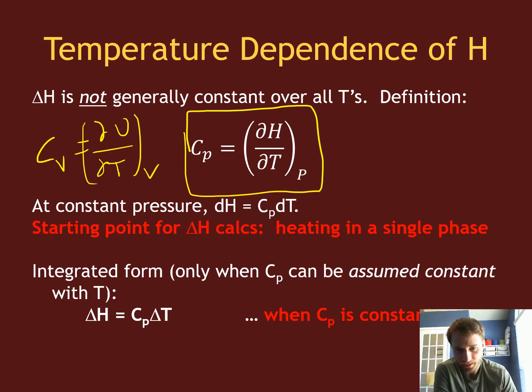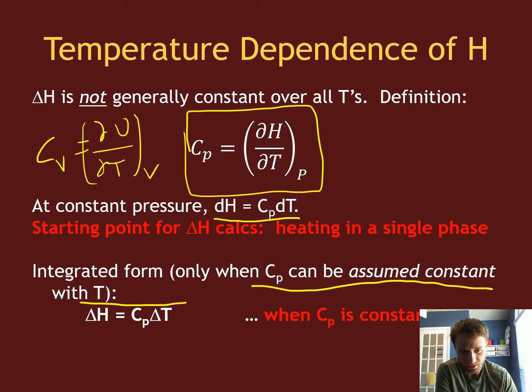Rewriting this, we get dH equals Cp dT. And if Cp is constant, then we get that delta H is equal to Cp delta T. So this is true when Cp is constant. And again, you're assuming here that we have no chemical reactions, no phase changes, and things like that going on.